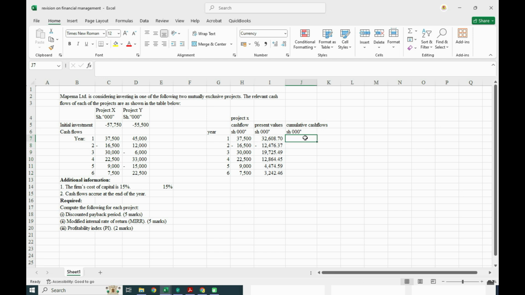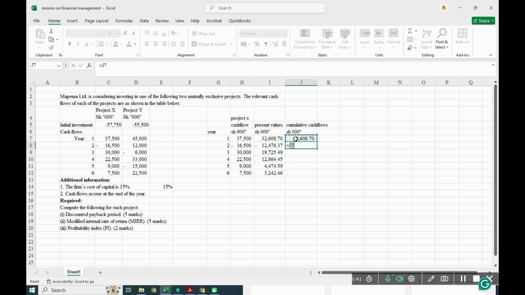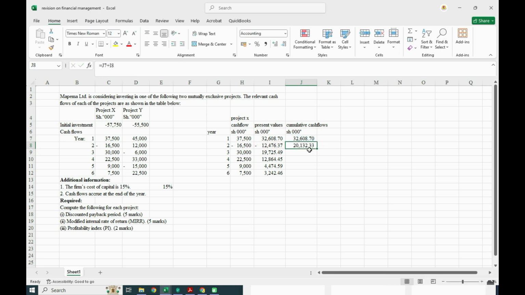And here we just need to find the cumulative values. In year 1 it will be the same value, but in year 2 I take year 1 plus year 2 cumulatively, and I will drag from year 2. Those will be our cumulative cash flow.